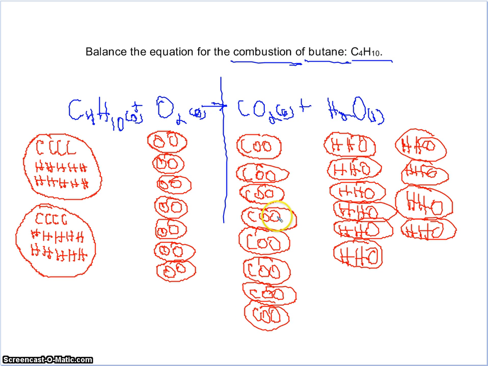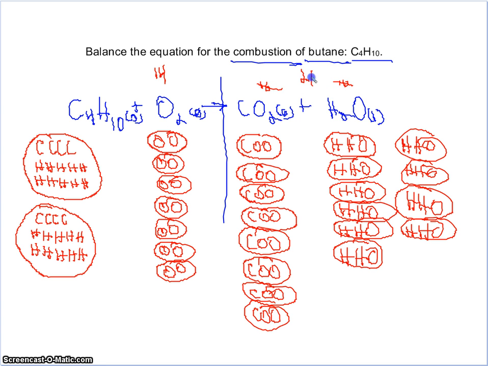Okay, so all the carbons are balanced now. Now let's count my oxygens. I have over here 2, 4, 6, 8, 10, 12, 14. I'm going to sketch that down so I don't forget. 14 oxygens. And then over here I have 2, 4, 6, 8, 10, 12, 14, 16. So that's 16 from the CO2. And then I remember I have 10 of these and each have 1, so that's 10.